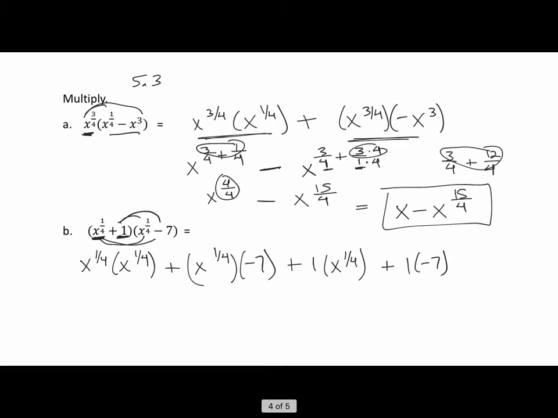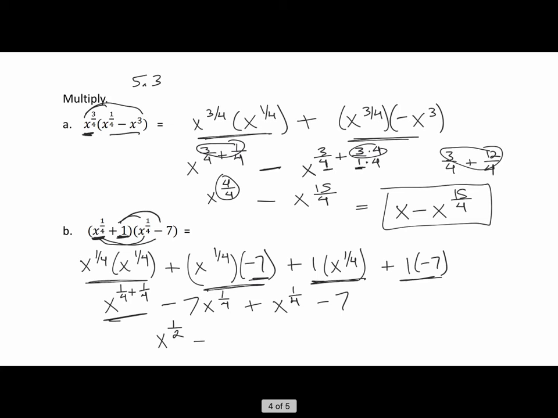Okay. So I've got 4 terms here. Let's simplify what we have. The first term is a product rule, so x to the 1/4 plus 1/4. The second term, I'll just move the negative 7 to the front, so this is going to be negative 7x to the 1/4. That third term, I don't need to write a 1 coefficient. It's understood, so x to the 1/4. And then that fourth term, 1 times negative 7 is negative 7. So then I just need to simplify that first term. If I add 1/4 plus 1/4, that's 2/4, but that simplifies to a half.